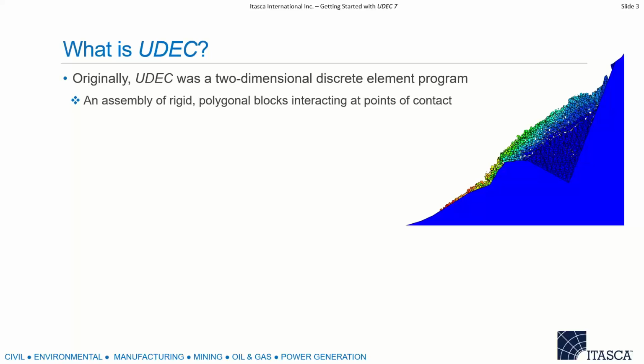So to start with, what is UDEC? Originally, many years ago, UDEC was written as a two-dimensional discrete element program. What this means is that we have an assembly of rigid blocks, and these are any convex polygon that can interact at their points of contact. But the blocks themselves are not deformable. So this is a purely discontinuous system, but it does allow you to perform some modeling exercises like shown here, where you might have an assembly of blocks interacting with each other and showing some sort of slope failure or something like that.